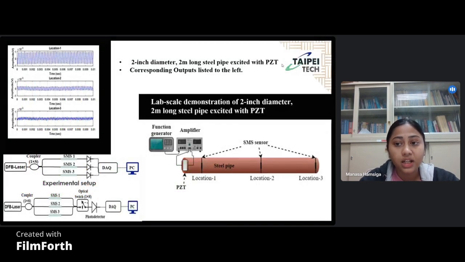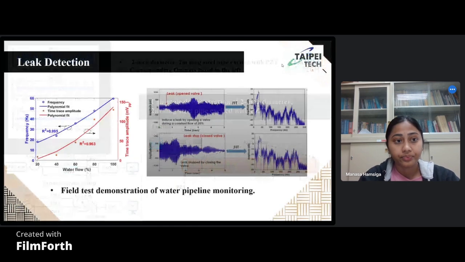The next one is the lab scale demonstration of the 2-inch diameter pipe. This is based on the DFB laser. Here, the DFB laser is connected to three different SMS fibers, which are 1, 2, and 3, and directly they have been connected to the DAQ. And the output is shown at locations 1, 2, 3. SMS fiber 1 is located at location 1, SMS fiber 2 at location 2, and SMS fiber 3 at location 3.